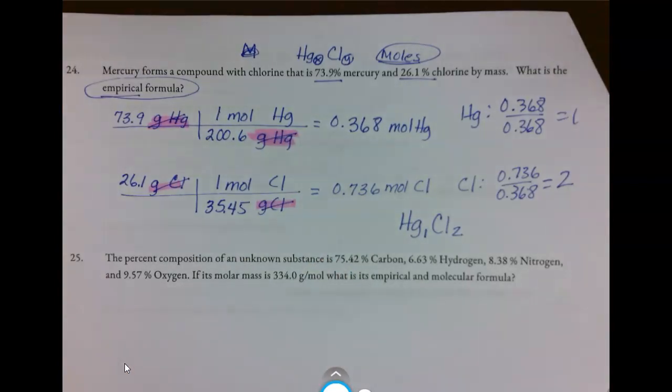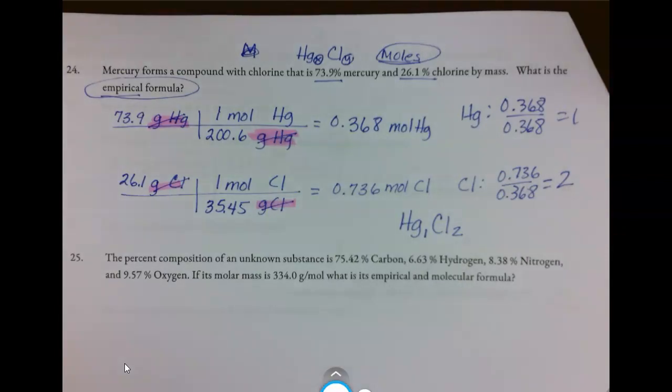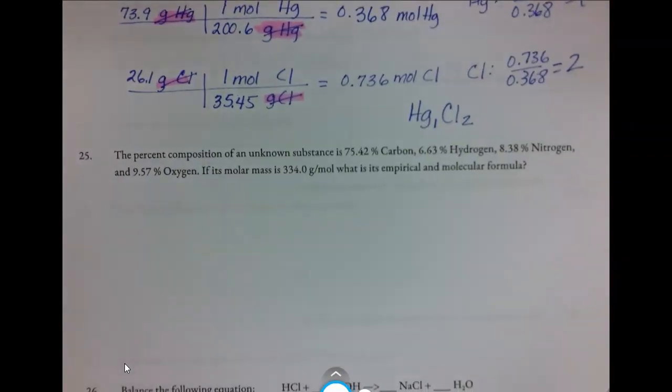Now remember, if they gave you the mass for a molecular formula, then you would need to find the mass of this and divide it into the molecular formula to see what multiple it is. And that's what the next problem does. So I'm just going to set up this next problem for you on there.